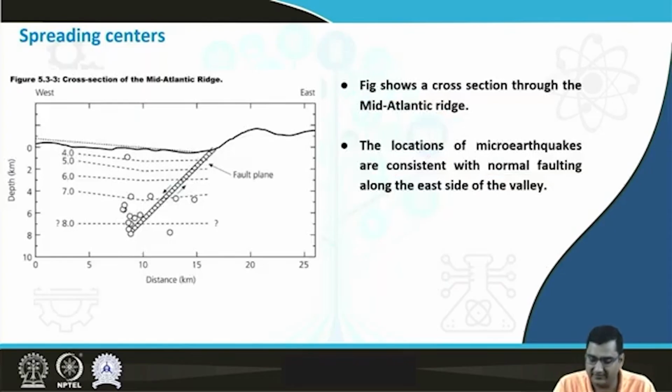Now you can see this is the cross section of the mid-Atlantic ridge, and at these locations the earthquake hypocenters are marked here, which are consistent with the normal faulting along the east side of the valley. So this basically confirms that it is the ridge, and at this particular zone the motion is of normal faulting type. So at the mid-oceanic ridges, or the mid-Atlantic ridge, the faulting type is normal faulting.